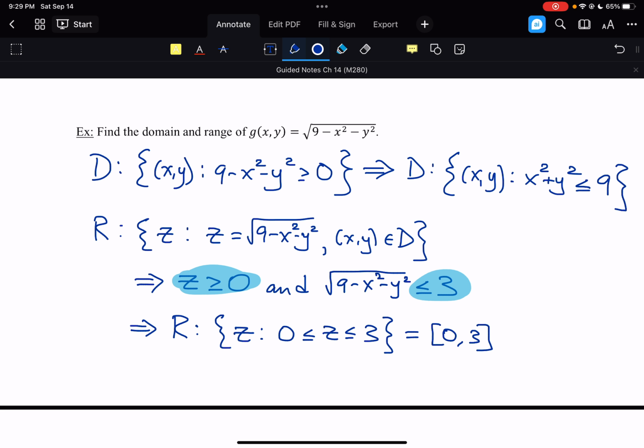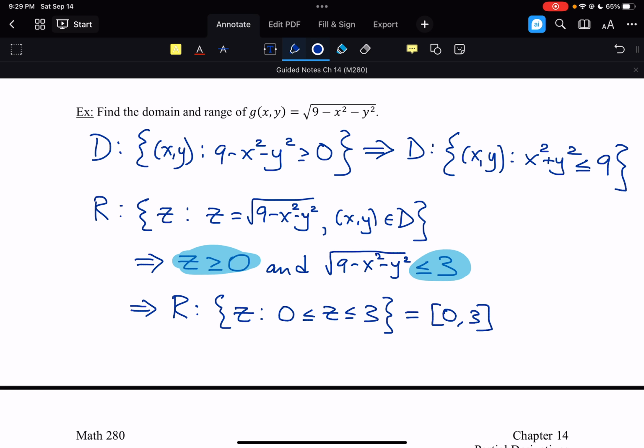And we're going to come back to this function a couple of times to look and see kind of what it looks like a little more in detail. So we will get to that. But for now, we have our domain and range.